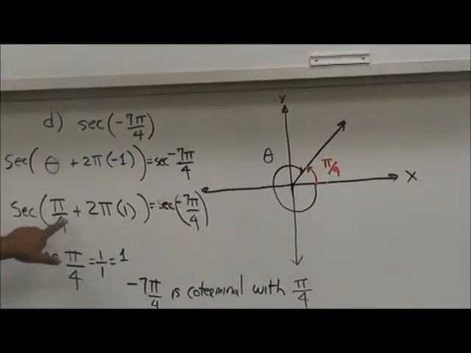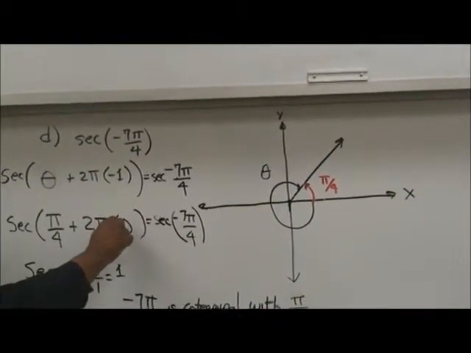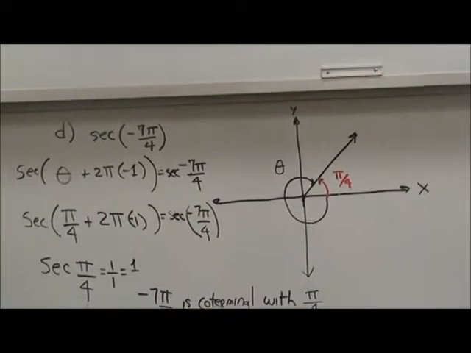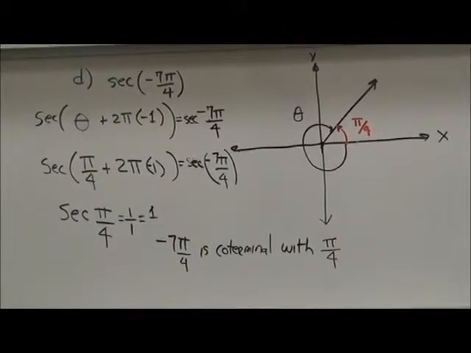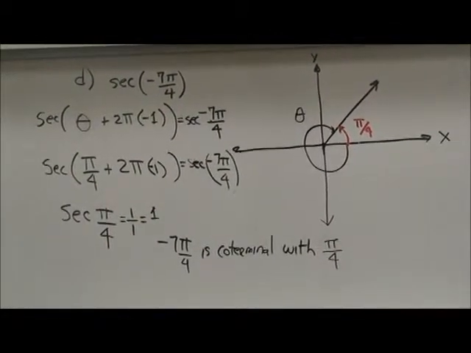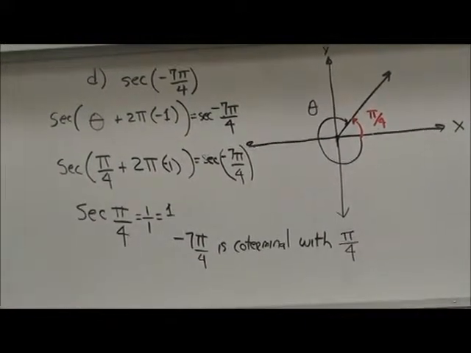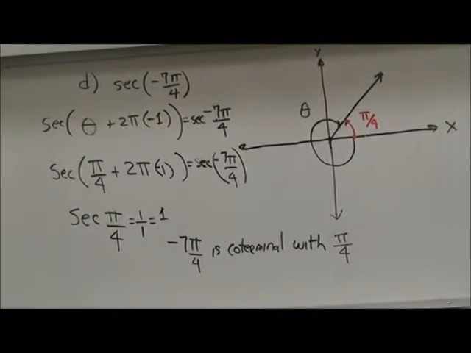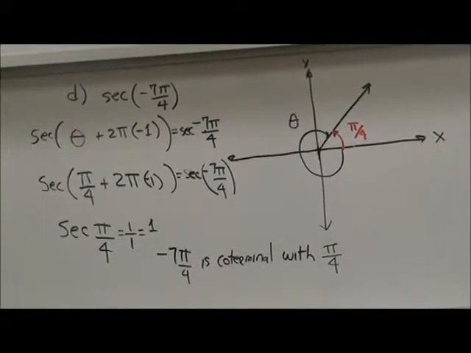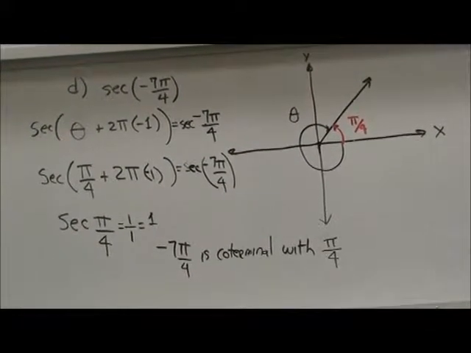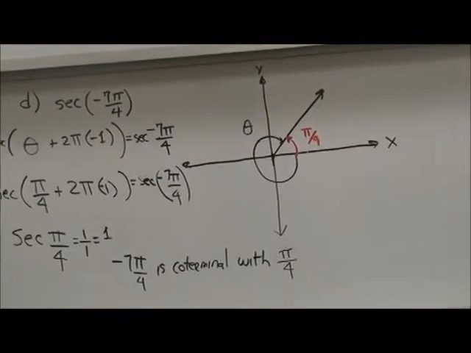So pi over 4 plus 2 pi times -1, that's going to be -2 pi when you calculate this. That's going to give you the secant of -7 pi over 4. So how you read this is the secant of pi over 4 plus -2 pi equals the secant of -7 pi over 4. Now, secant pi over 4 will be actually what?